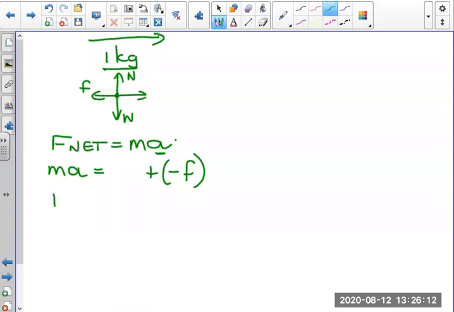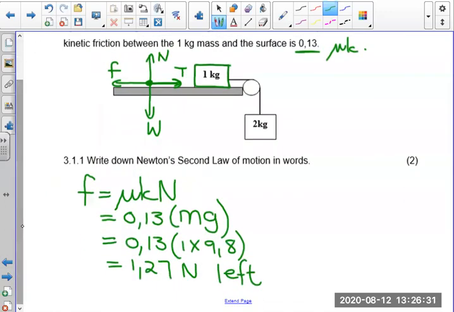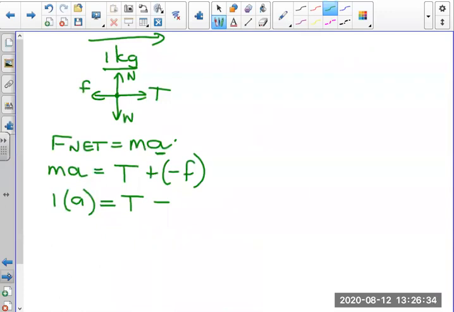All right, so it is going to be F net equals the tension force minus the friction force. The mass is 1. I don't have the acceleration. I don't have the tension force. But I just worked out the friction force on the previous page, and the friction force was 1,27. So I'm going to substitute in 1,27.